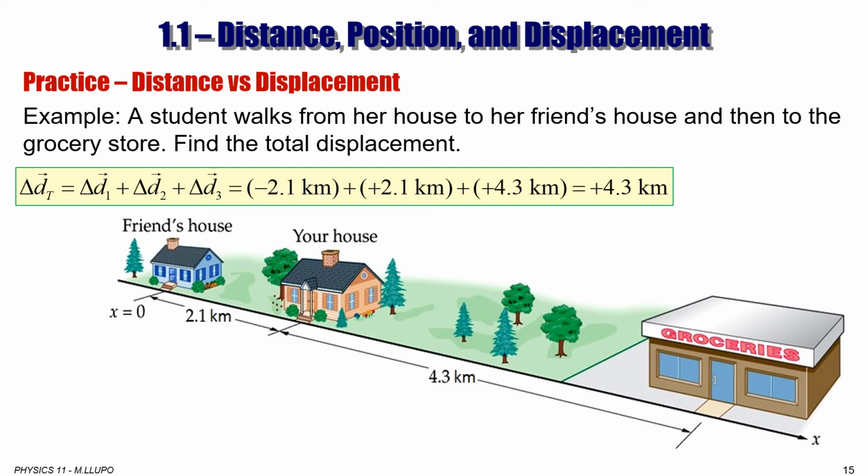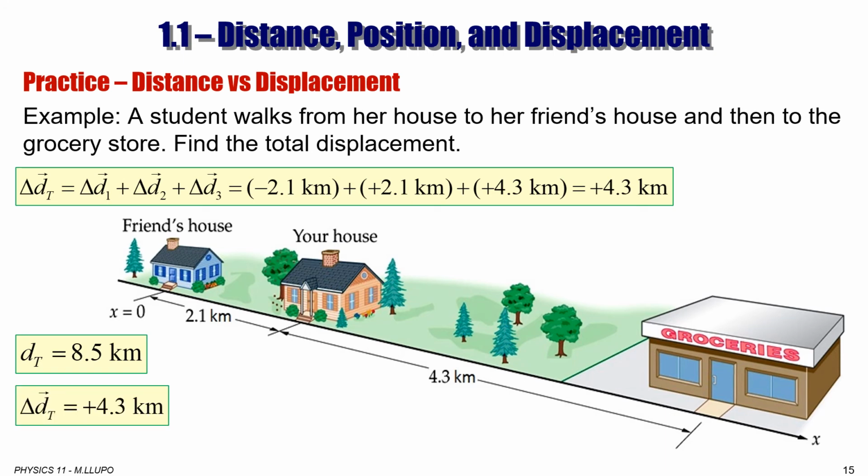However, if you take a look, where did you start and where did you end up? You started from your house and ended up at the grocery store. So that means final position minus initial position for the entire trip, which is 4.3 kilometers. So just to summarize, total distance for that entire trip is 8.5 kilometers. However, displacement is plus 4.3 kilometers.